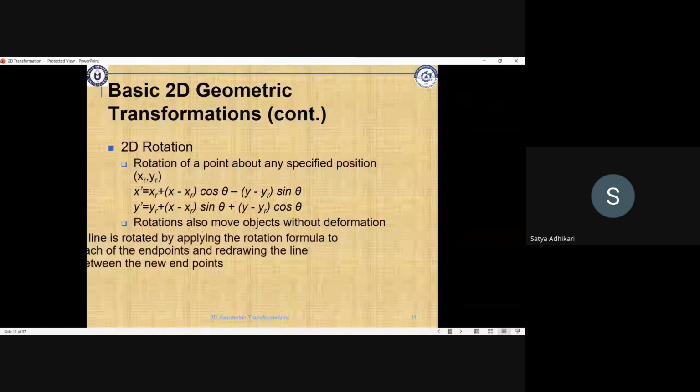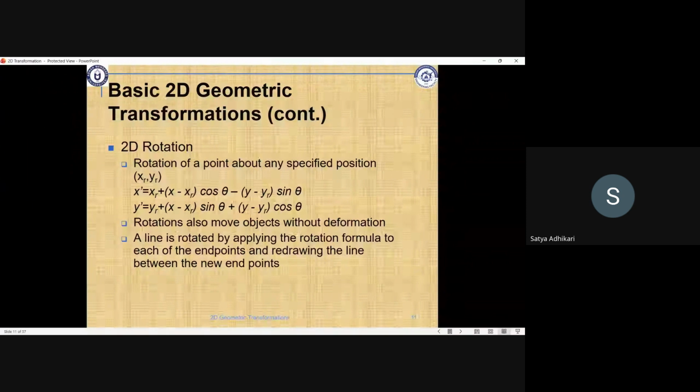Similarly, a line is rotated by applying the rotation formula to each of the endpoints and redrawing the line between the new endpoints. So in case you have to rotate a line, you need not rotate all the points one by one. You have to rotate only two points, the initial point and the final point, the start point and the end point. And then after rotating only those two points using this formula, we have to redraw the line. You have to join the line, so you will get your desired output.